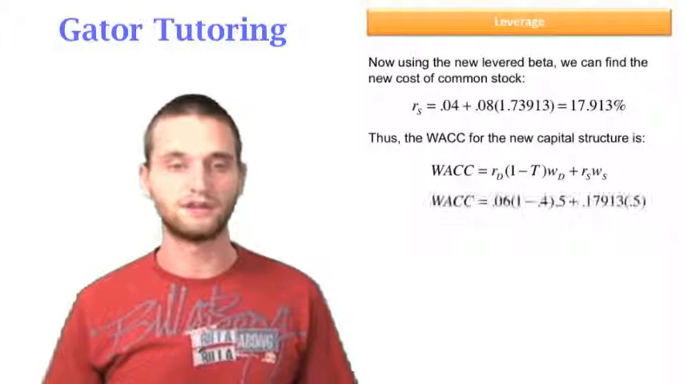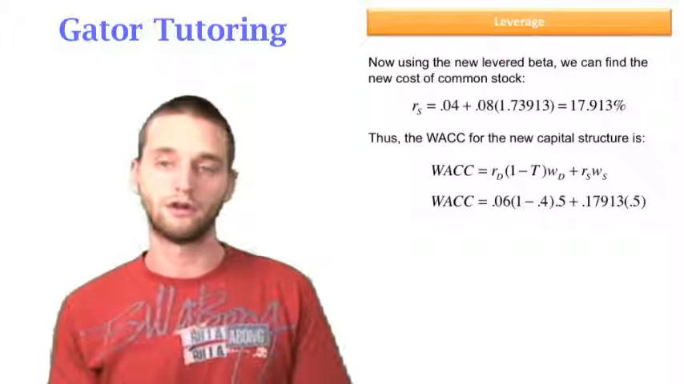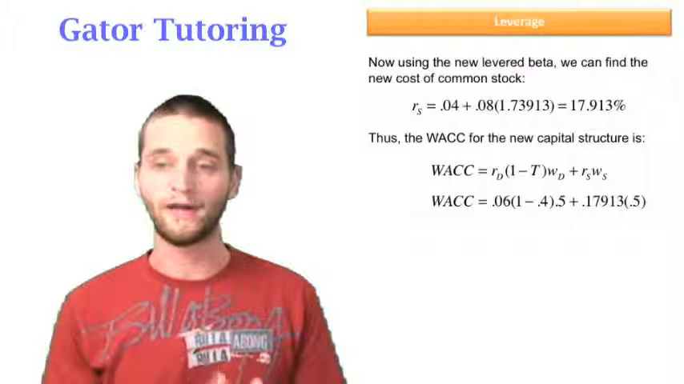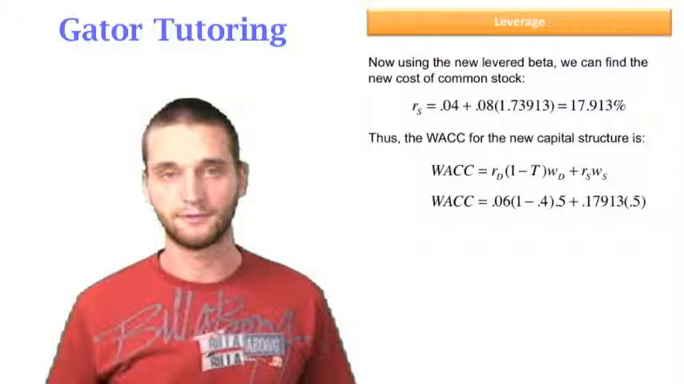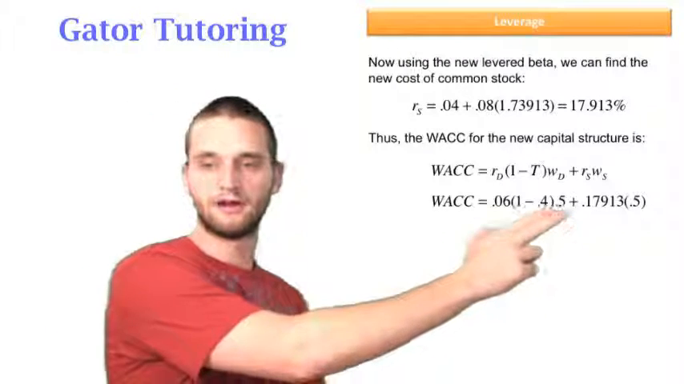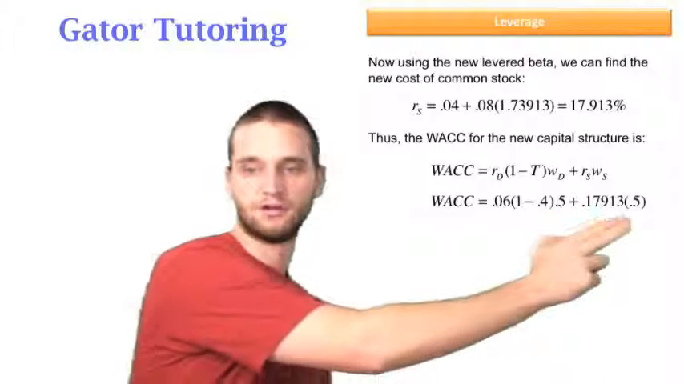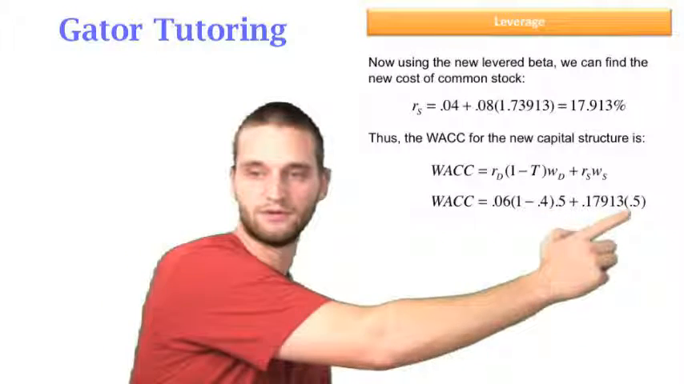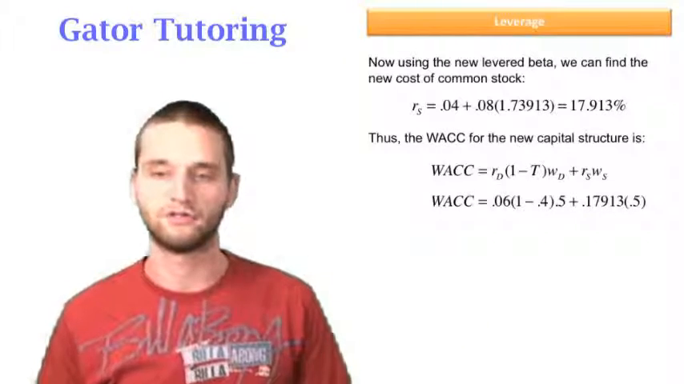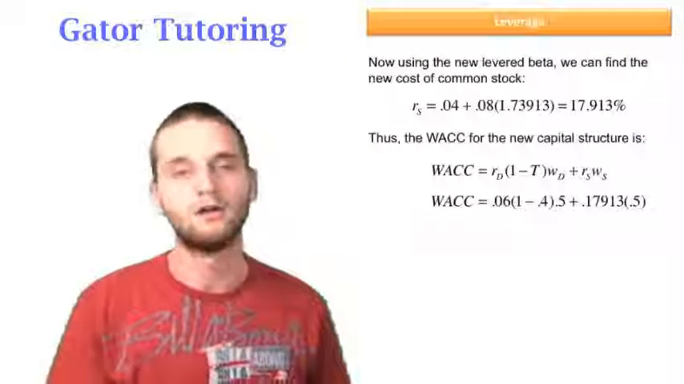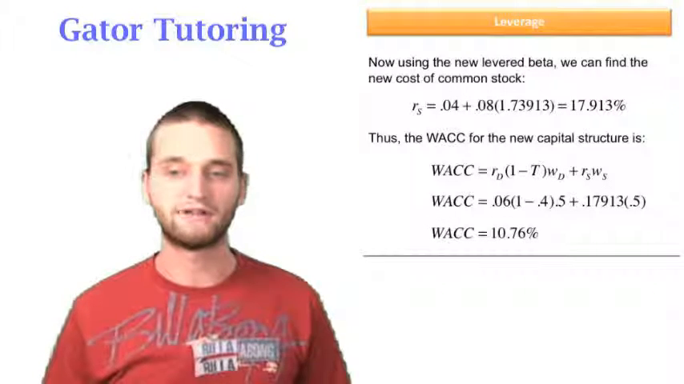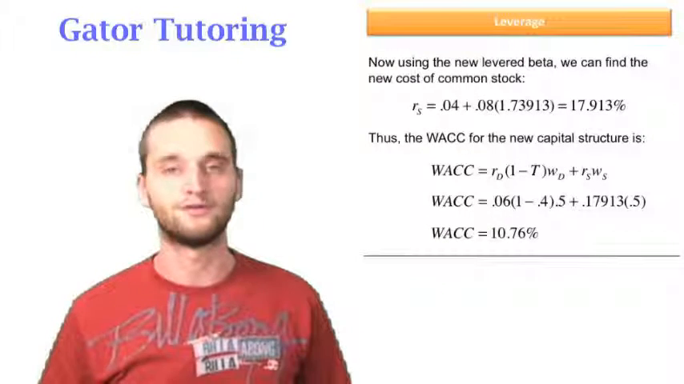We have all this information, we just plug it in. The debt holders require a 6% return, the tax rate is 40%. The weight of debt in our capital structure is 50%. Now we have 50% debt, 50% equity. So this number right here is going to be 50%. This number, the weight in stock, is going to be 50% as well. And here we put the new rate of return for stock, which is 17.913%. We write it in decimal form, 0.17913. And we find the weighted average cost of capital is 10.76%.